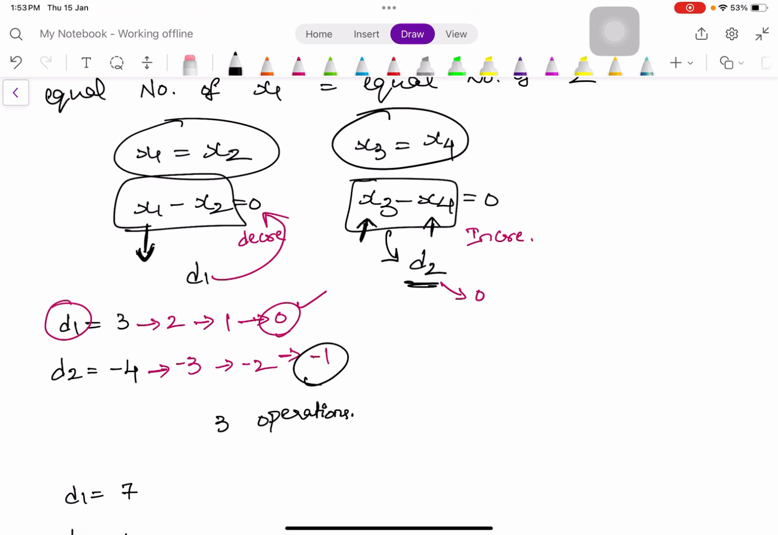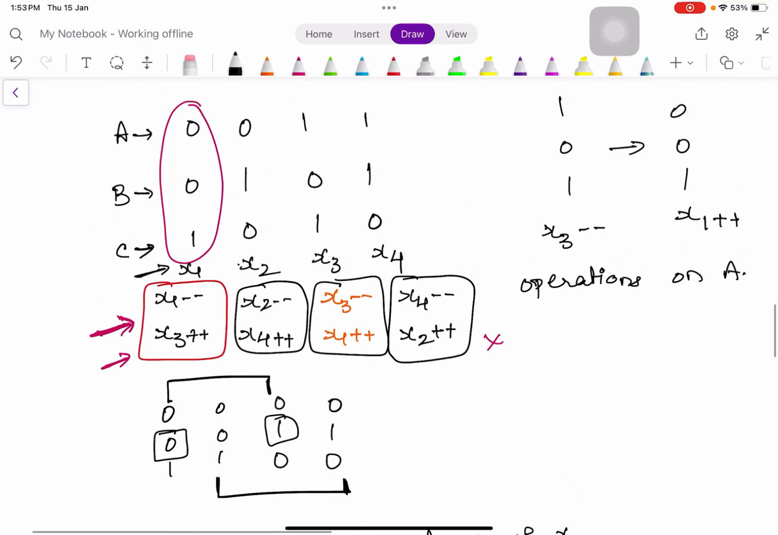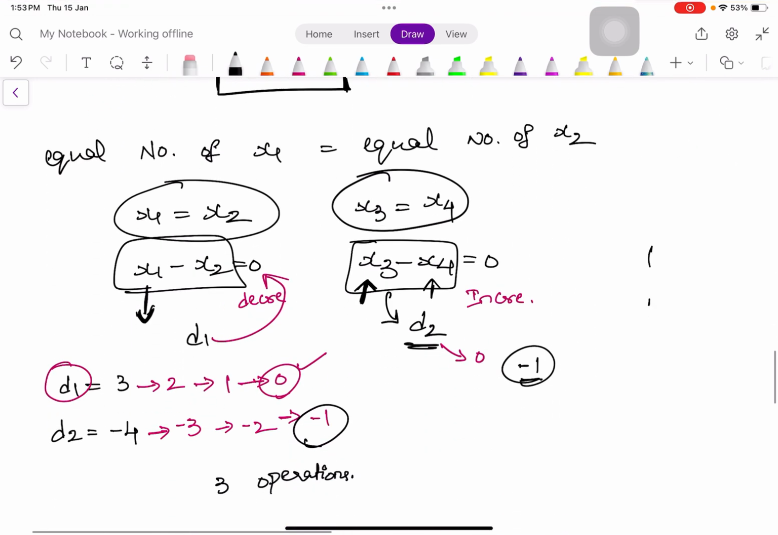D2 is minus 1. Now the meaning of d2 is minus 1 is that difference between x3 and x4 is minus 1. It means number of configurations of x3 minus number of configurations of x4 is minus 1. It means x4 has one configuration more as compared to x3. What is x4 configuration? Let's see. x4 configuration is 110. This is extra. We want this guy to become equal to 0.